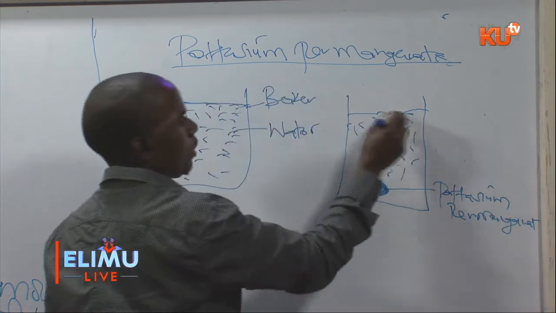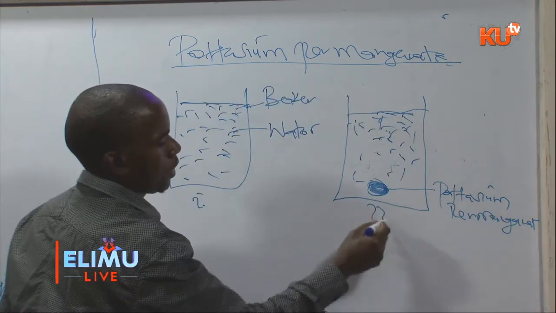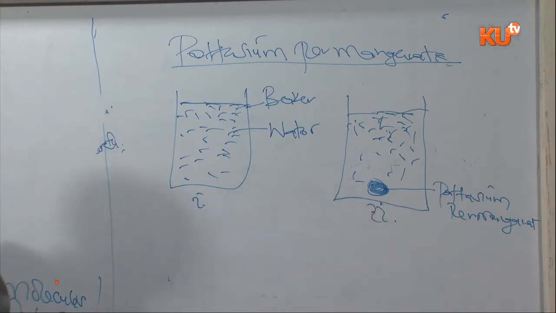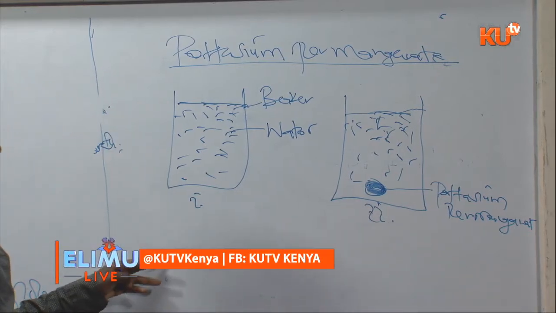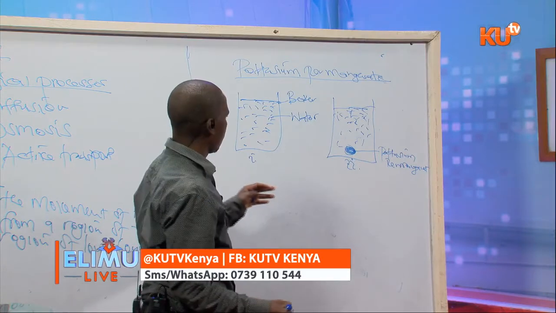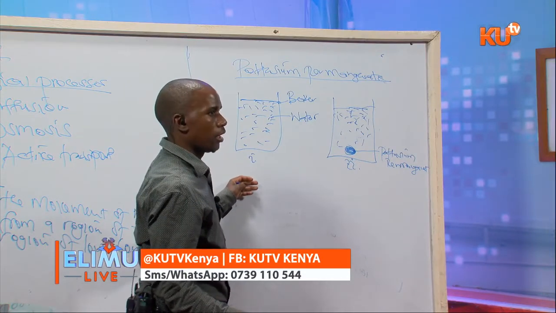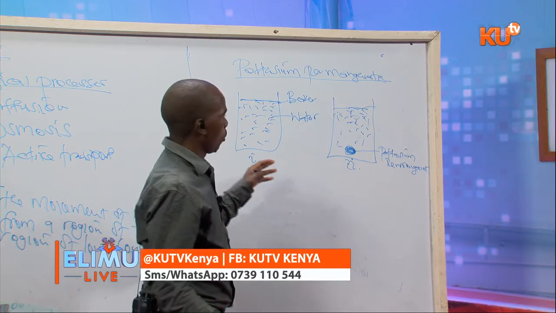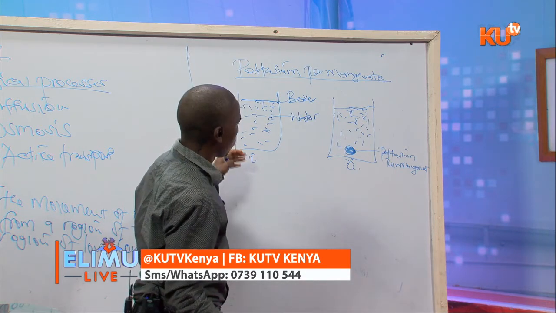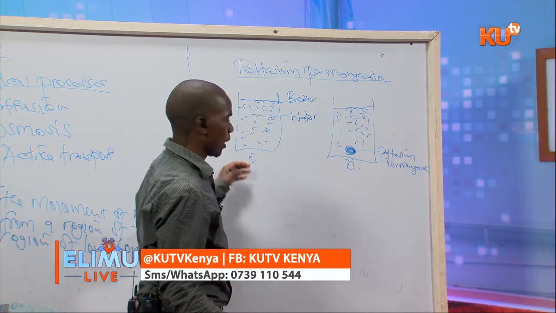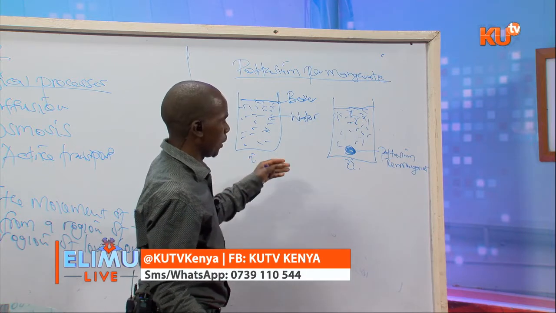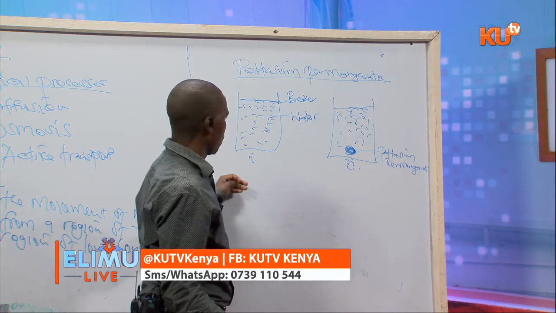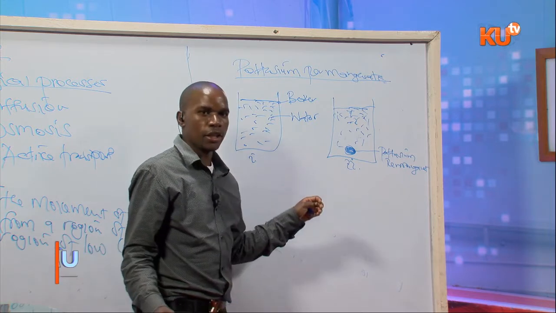This is the second beaker. Second beaker here. We want to illustrate diffusion, and specifically diffusion in liquids. On this point, let me note that diffusion only occurs in two mediums. It occurs in gases and in liquids only. Diffusion does not occur in solids.